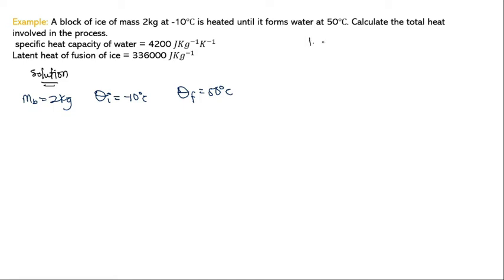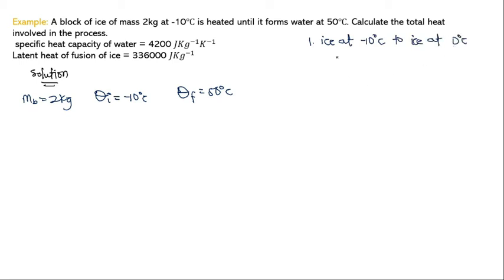Now, one thing we need to note is that the ice, it's solid, okay, and then the water that we now have at 50 degrees Celsius is liquid. So we can see that there is a change in state of matter. So we need to account for that as well. So it means, first of all, we need to convert, or change, ice at negative 10 degrees Celsius to ice at 0 degrees Celsius.